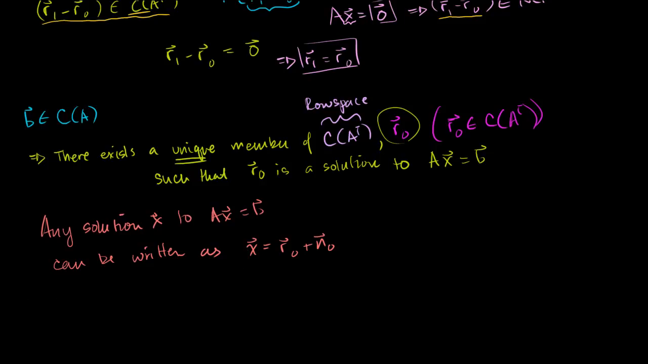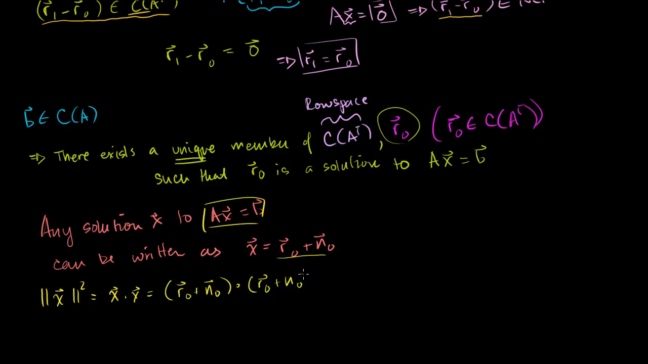So let me write this down, and you'll see why I'm writing this, because I have another interesting result to show you. If I were to take the square of any solution to this equation right here, that's going to be the same thing as x dot x, which is the same thing as this thing dot itself. Same thing as r0 plus n0 dot r0 plus n0. And what is this equal to?